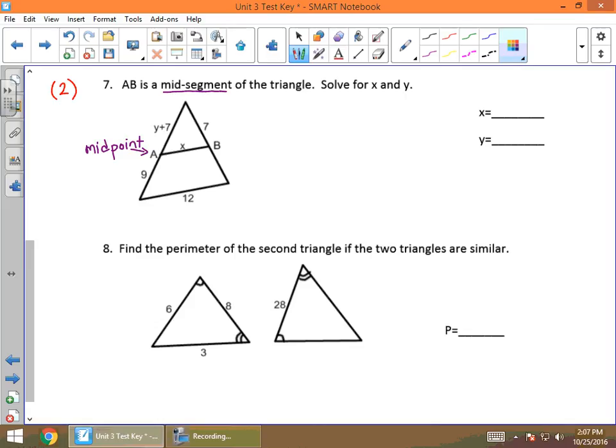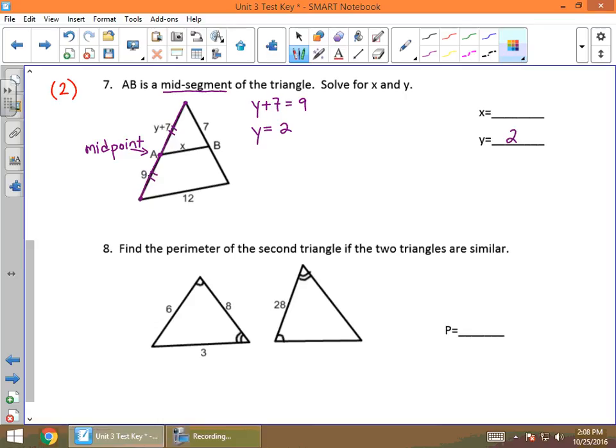So if A is a midpoint, that means this segment right here, from this corner to A, and from the top to A, these two segments have to be the same length because A is a midpoint. So that means y plus 7 has to be equal to 9. Those two segments have to be the same. And then if I want to solve that, subtract 7 on both sides, and I get y to be 2.